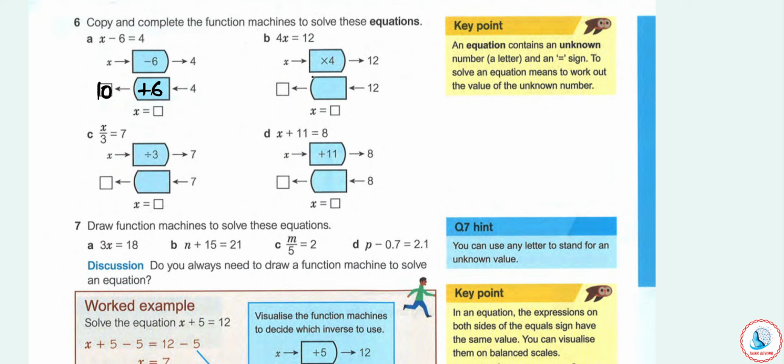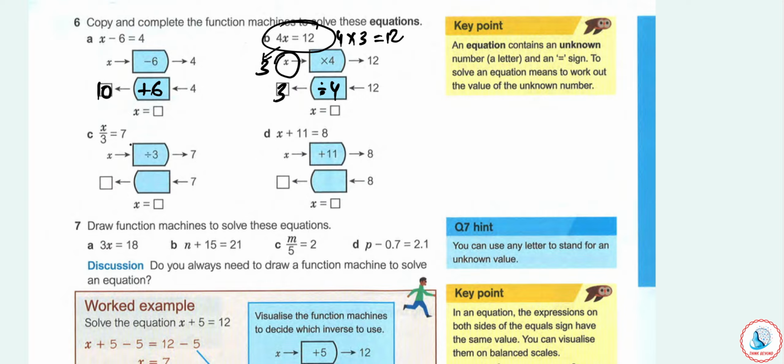Now come to question number B. So we have to apply here the inversion operation. 4x is equals to 12. So the opposite of multiplication is division. So apply here division. 12 divided by 4 gives you 3. And here you got the value of x as 3 because 4 times 3 is equals to 12, right? So the value of x is 3.